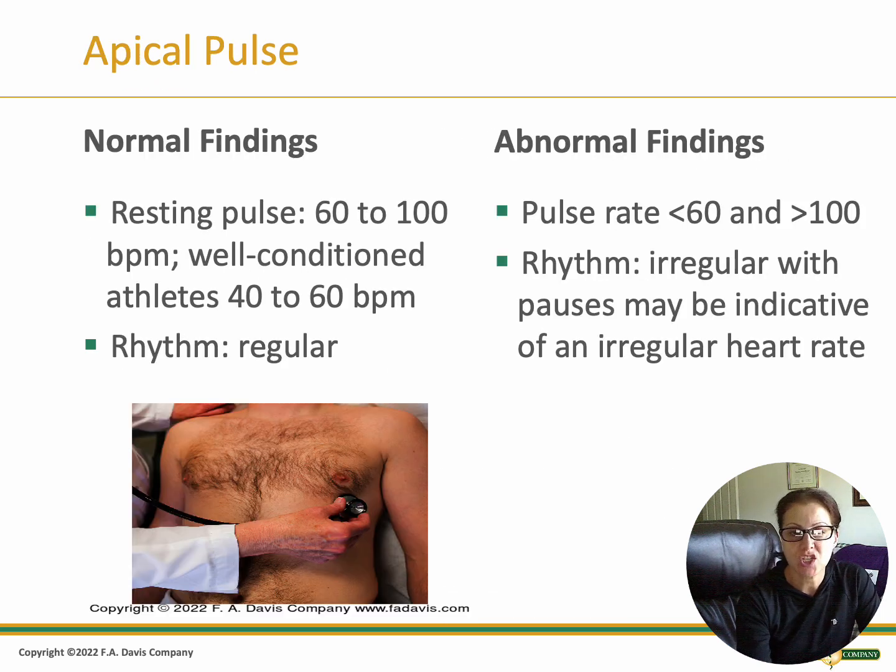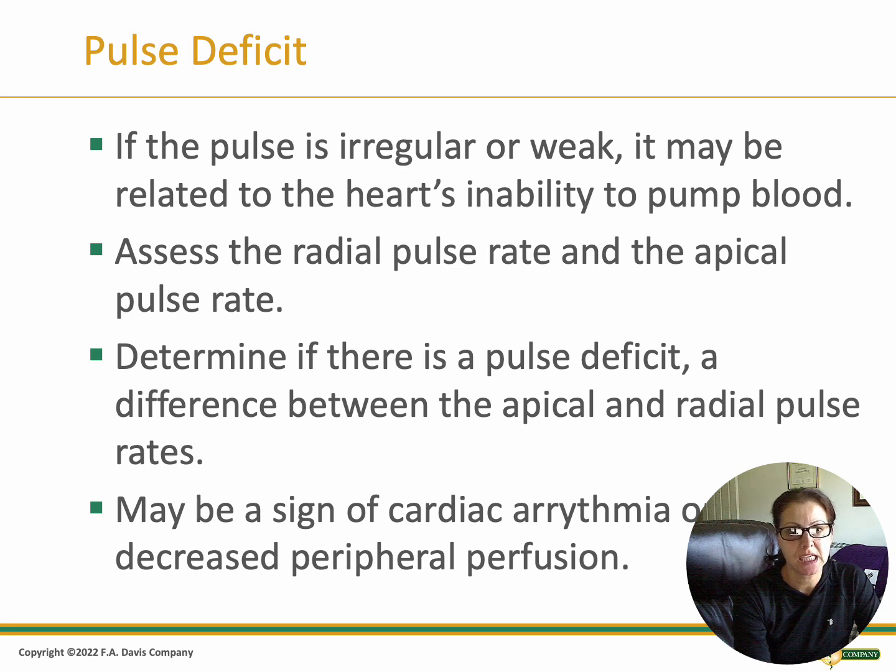Again, no change. 60 to 100 is normal, and the rhythm should be regular. And the region is right in that area. Pulse deficit is assessed if the pulse seems to be irregular or weak, and it could be related to the heart's inability to pump blood. And this can be found in patients who have cardiac arrhythmias, murmurs, atrial fibrillation, mitral valve regurgitation, or they may have decreased peripheral perfusion or inadequate arterial perfusion.